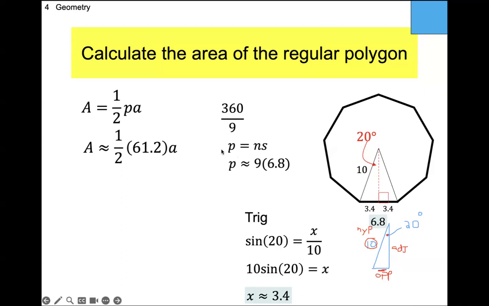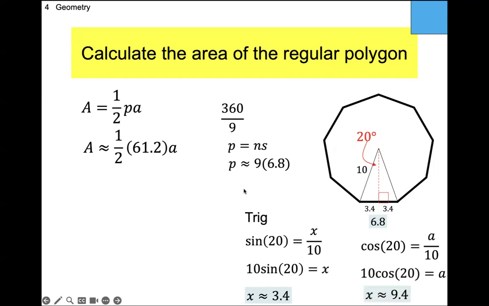So now to find the apothem, the aforementioned cosine. By the way, could we use Pythagorean theorem now? We could, but I have done some rounding, so it would be easier to use cosine to be a bit more accurate. So I'm finding the red dotted line here. That is the adjacent, 10 is the hypotenuse still. So same thing, 10 cosine 20 would be the apothem. Type that into your calculator, 9.4.